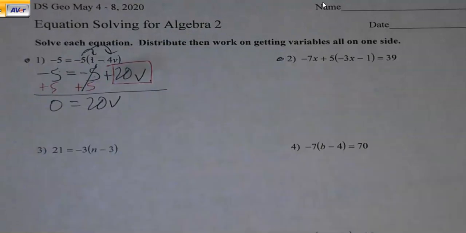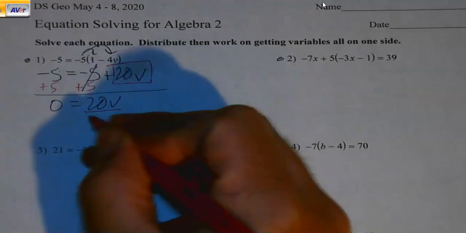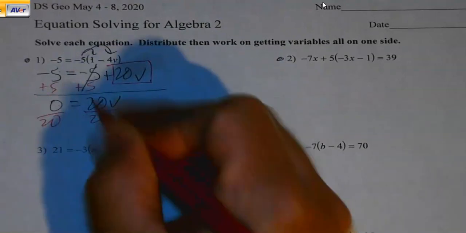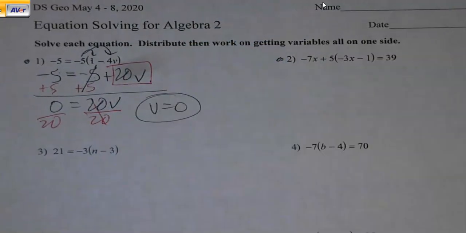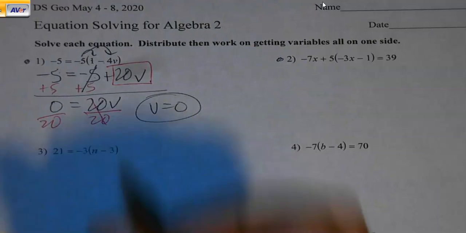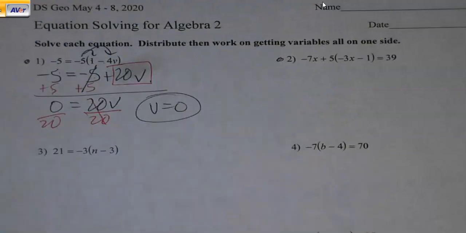And then my last step, since I'm multiplying v by 20, is to divide. Get my answer. Okay, if you want to, you could always plug it back in and check and see if your answer works, or you can check the key. So that's one of the types we can run into with this.